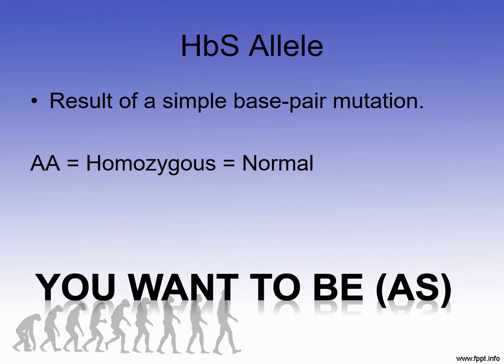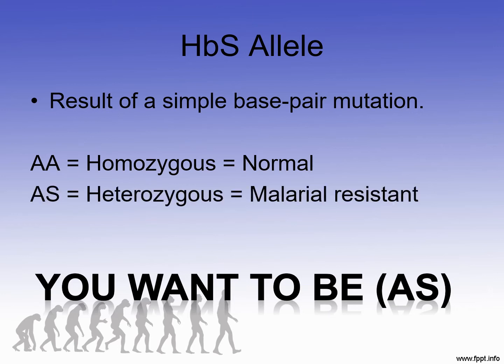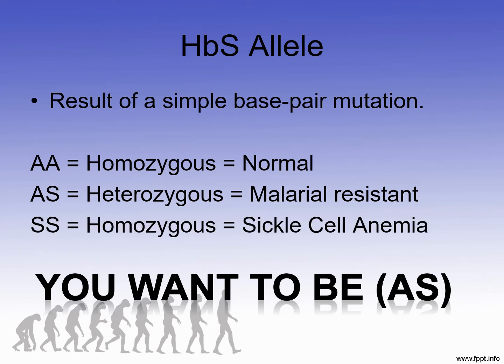So if we look at the 2 normal alleles, 2 HbA alleles, you're homozygous normal. If you have 1 normal allele, 1 HbA, and 1 HbS, you are heterozygous, which means that you are malaria resistant. If you have 2 copies of the affected allele, 2 HbS alleles, you are homozygous in the other direction, and you will be born with sickle cell anemia. So you want to be a heterozygote in geographic regions in which there is a high prevalence of malarial parasites transmitted by mosquitoes.